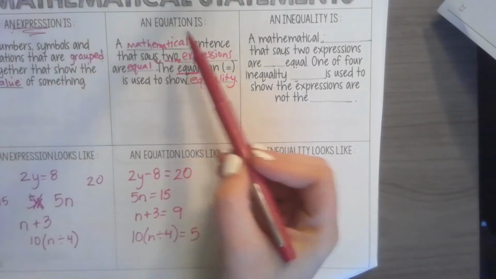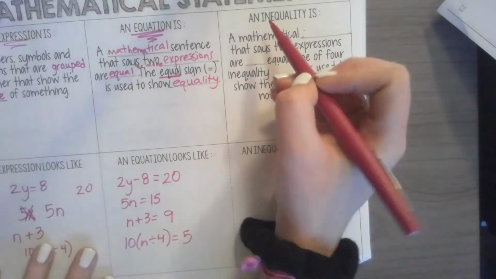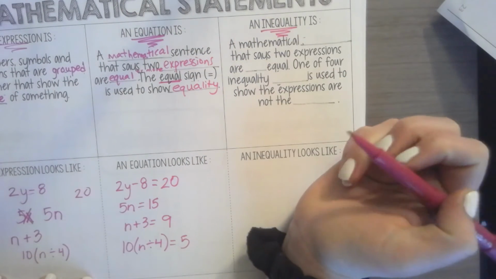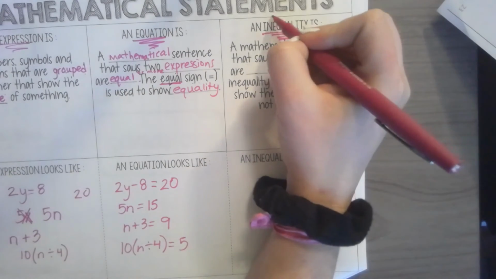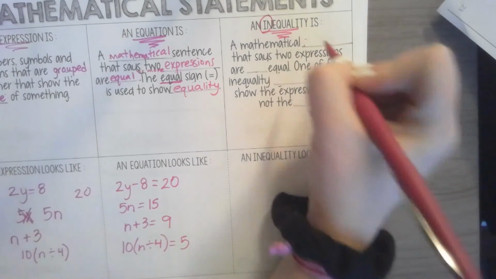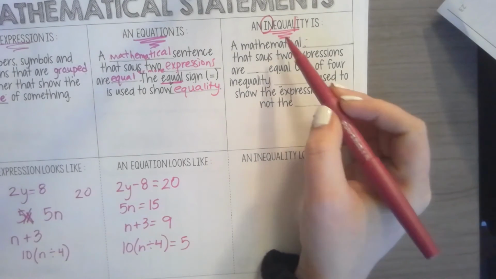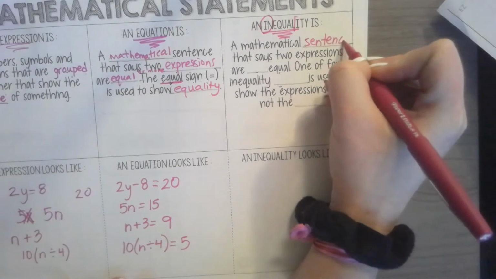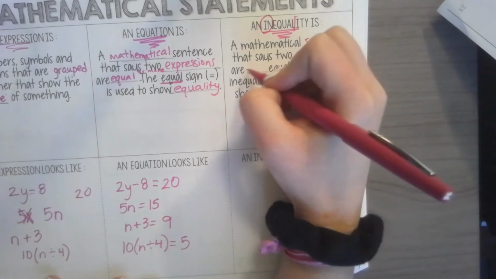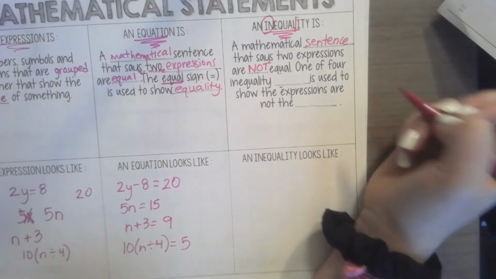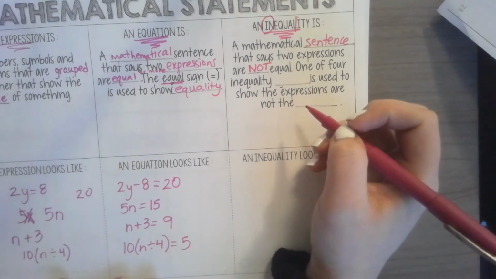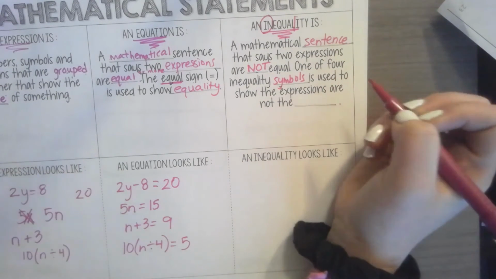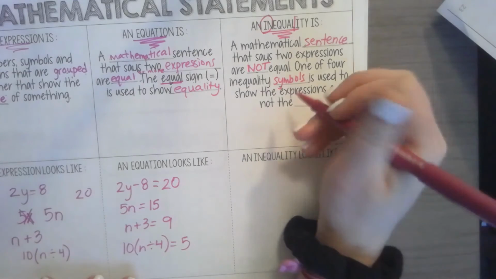So the equations are what show equality. The statements that show inequality mean that they aren't equal. The prefix "in" means not, so not equal. Okay, so these are a mathematical sentence that says two expressions are not equal. One of four inequality symbols, you've probably seen these before, is used to show the expressions are not the same.